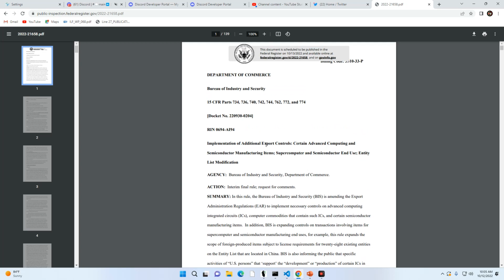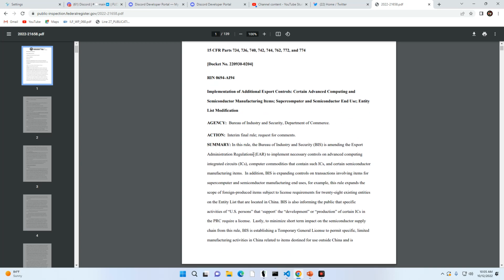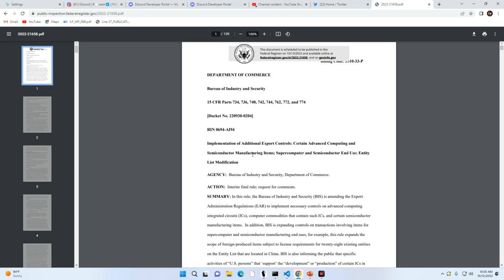So to reiterate, BIS is expanding controls on transactions involving items from supercomputers and semiconductor manufacturing end uses, allowing it to be manufactured in China, to be made for outside of China, and they're allowing U.S. persons to now support the development or production of certain ICs in the PRC, if you have a license. When just last year, they were saying you'd be basically a criminal. So anyways, interesting stuff. I love this stuff, man. I love it. Let's keep moving.